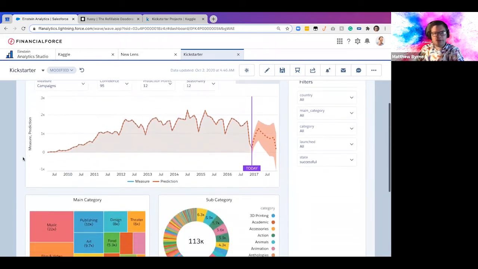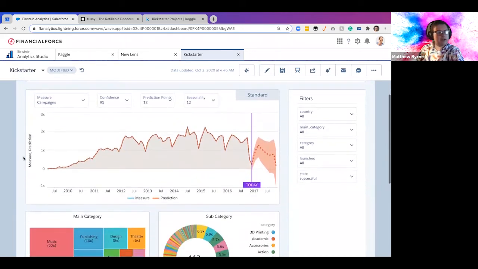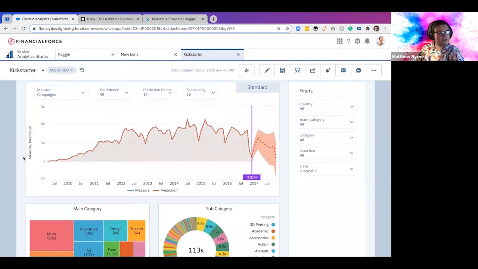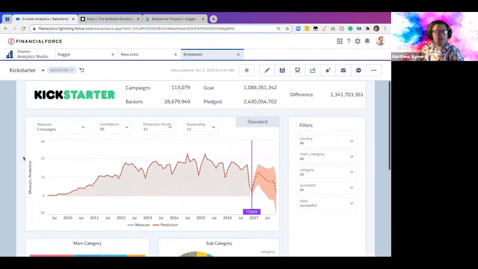This is the basics. Well, sorry. This is how the time series functionality works within Einstein. Before I show you how we've used it at FinancialForce, and we've used it in a couple of our dashboards, is there any questions on that time series functionality, or is there any questions about Kickstarter that people want to know the answer to? Map visuals.